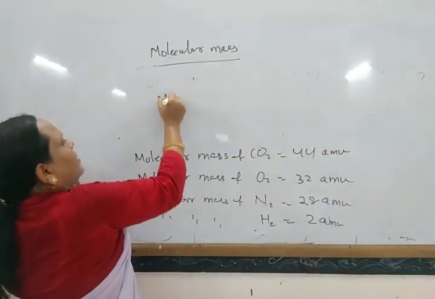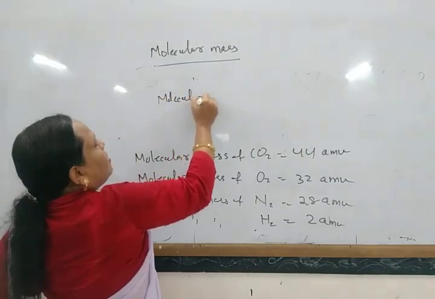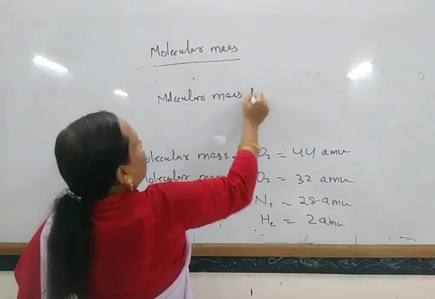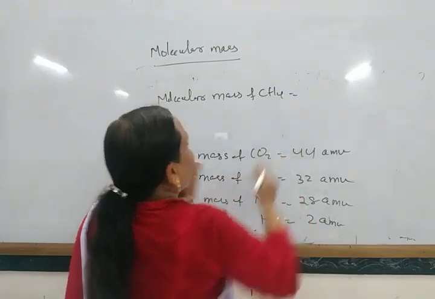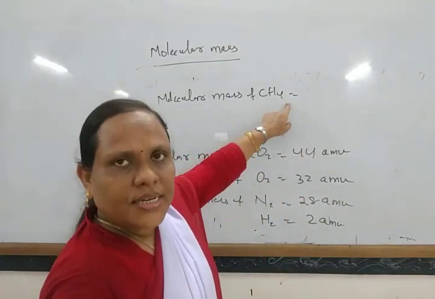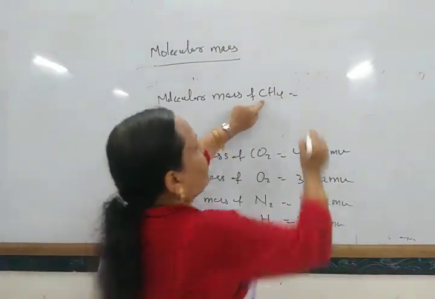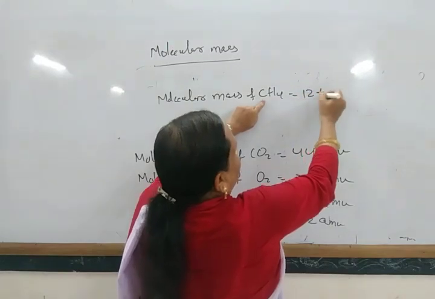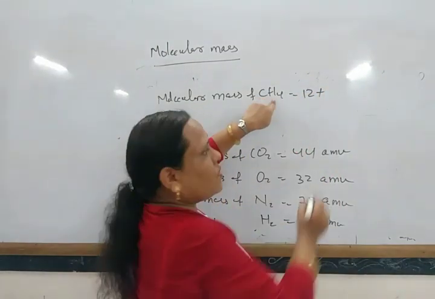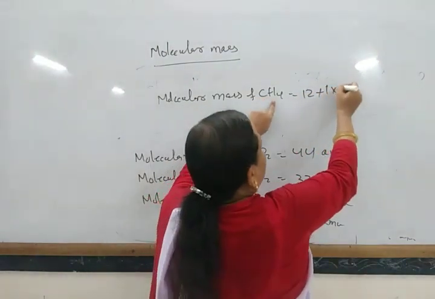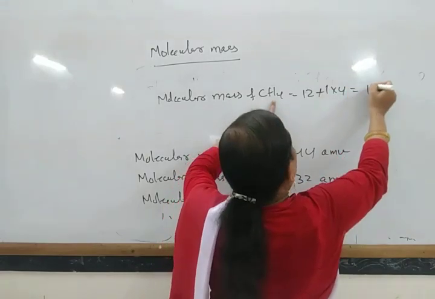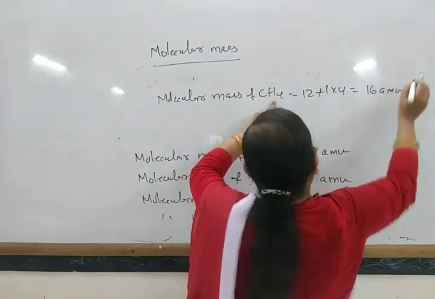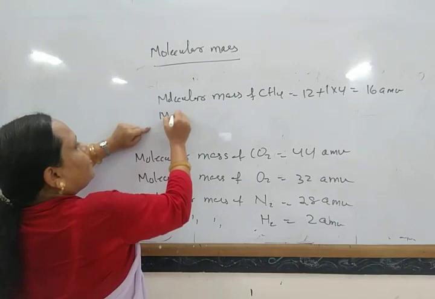The molecular mass of methane. So here carbon and hydrogen, two elements, are present. Carbon has atomic mass 12 and hydrogen has atomic mass 1, and there are 4 hydrogens, 1 into 4. That is equal to 16 AMU.